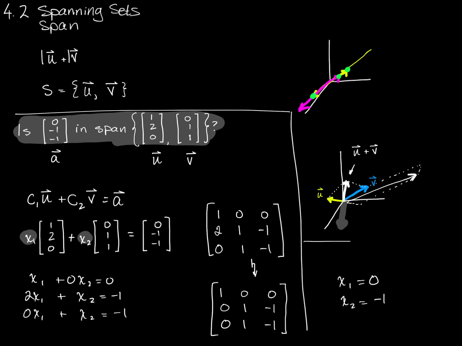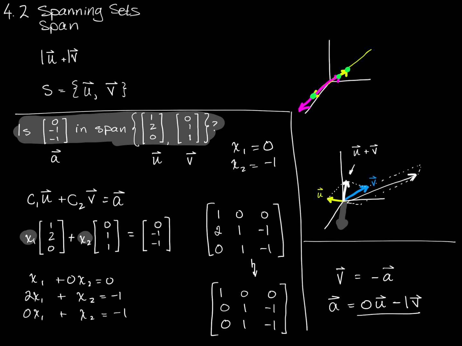Now, you may have spotted, let's put this solution up here, that vector v is actually just the opposite of vector A. That means I can write A as being equal to 0 copies of vector u minus 1 copy of vector v, and that is also a linear combination.